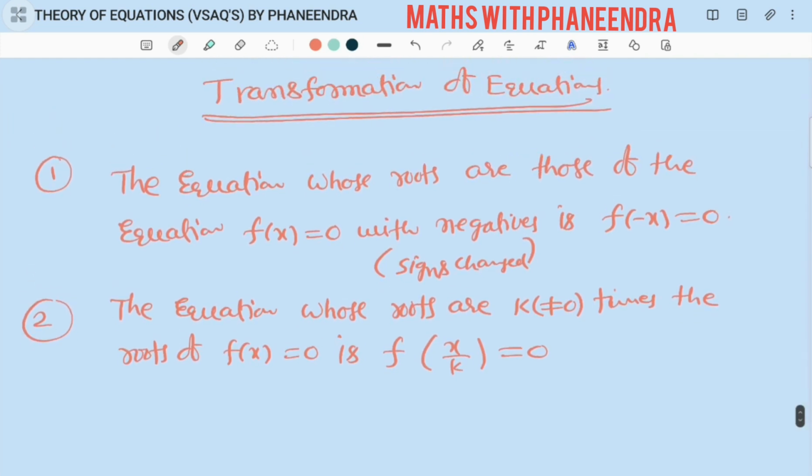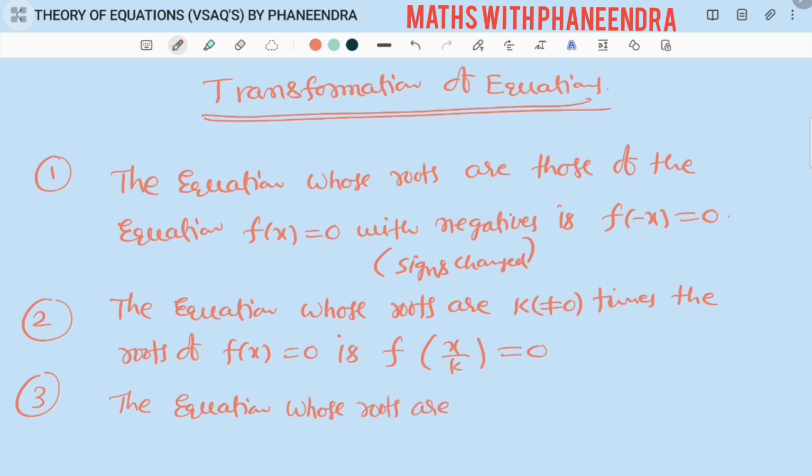Next, the third type of question. The reciprocal equation. Even in LAQs, reciprocal equations, we will discuss in a separate video. The equation whose roots are reciprocals of the roots of f of x equal to 0 is f of 1 by x equal to 0. Reciprocal means 1 by x. So wherever x is there, replace with 1 by x and simplify. You will get the reciprocal equation. For each and every concept, we will give one example, so it will be easy for the students to understand. So let us have the first question discussion.